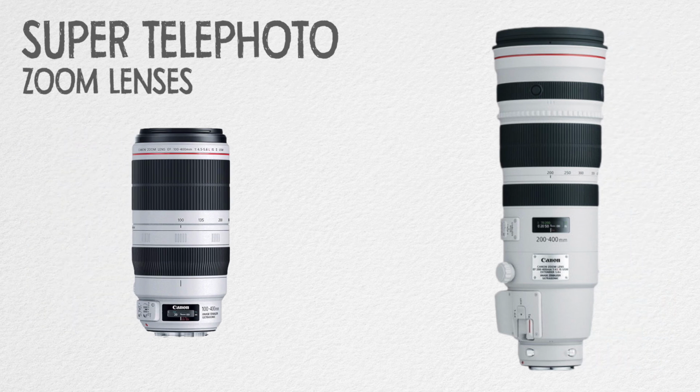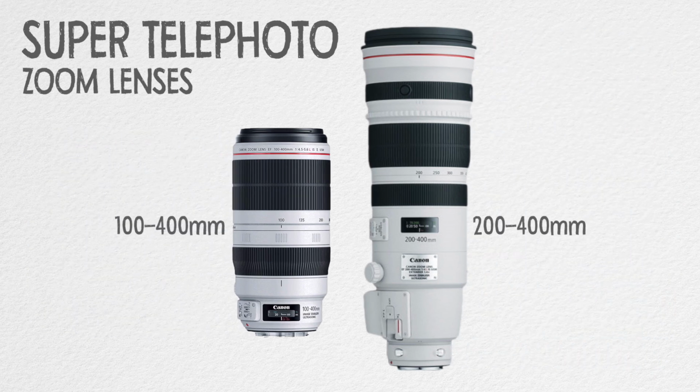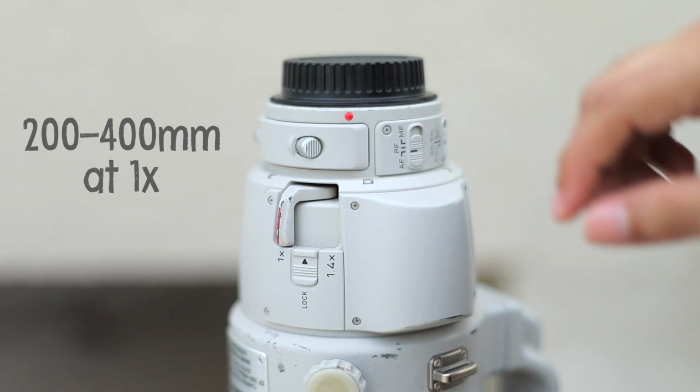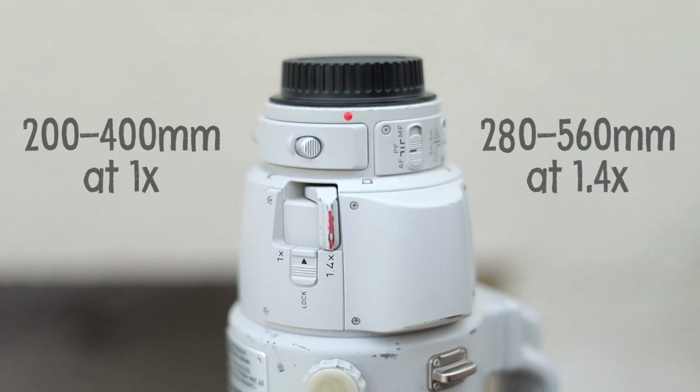How about we bring in the big guns? Here are the 100-400 and the 200-400 super telephoto zoom lenses. The 200 to 400mm has an inbuilt 1.4x teleconverter.